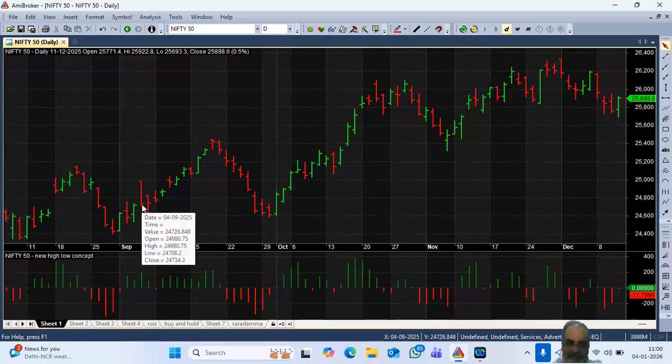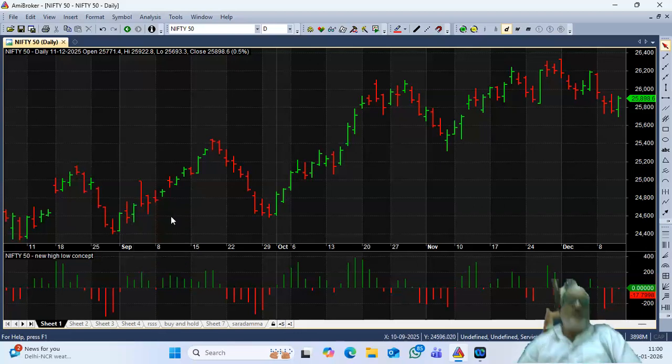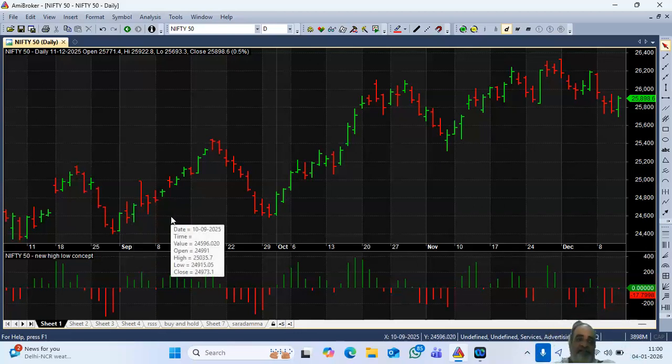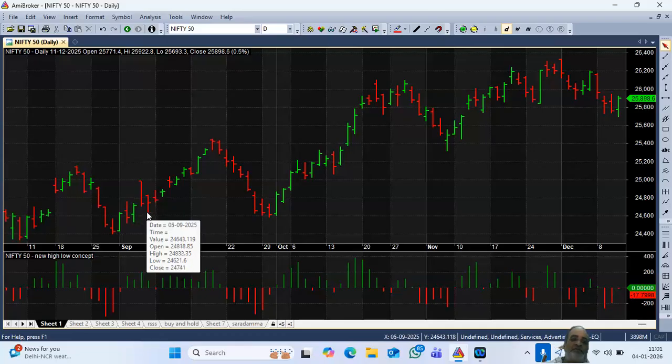Here let me check whether the close is over and above or below. Here the close is 24,734.3, and here the close is 24,715. So the close is not below the previous day close, hence it cannot be said to be a reversal bar. And the low is also above this bar's low, but somewhat below this bar. The weakness itself is indicated here.